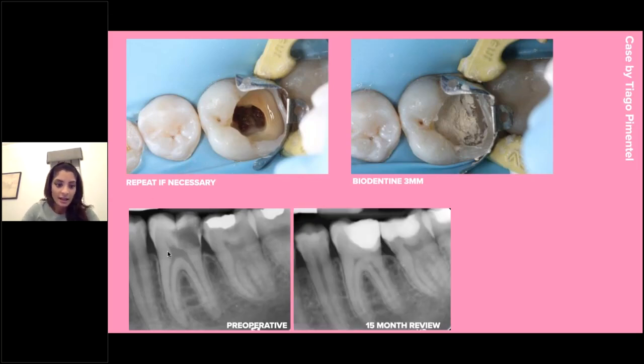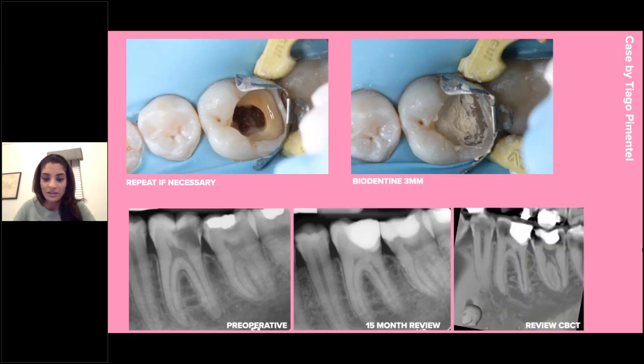And you can see here, this was the preoperative radiograph. This is a 15-month review. Again, you can see the Biodentine has been placed here. It's not very radio opaque, but you can see that it's been placed in this area here. And this is the 15-month review CBCT, showing no lesion, and I'm told by Tiago that the tooth responded well at 15 months to sensibility testing. So this is something to definitely explore in the future.